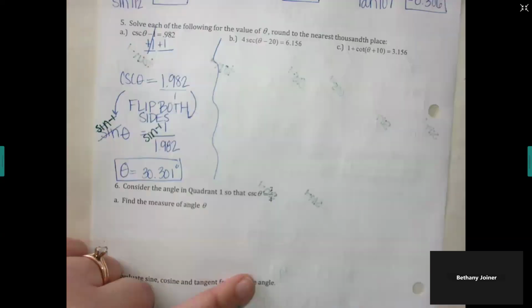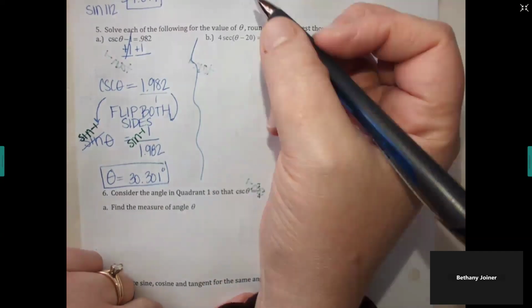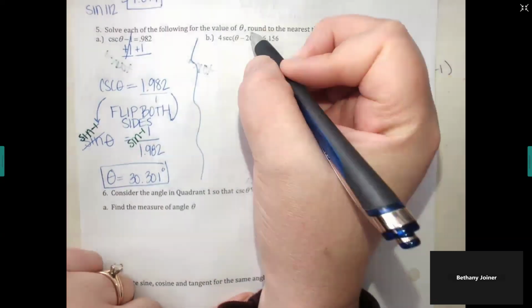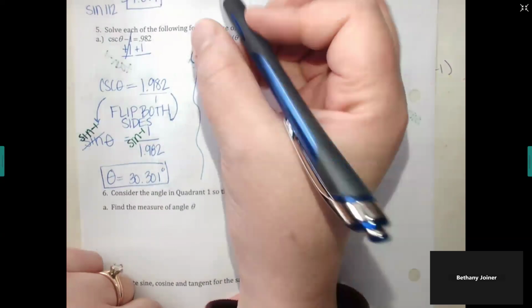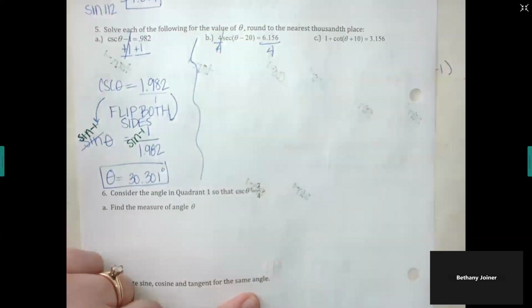All right, take a look at letter B. What number do you think we should get rid of first, the 4 or the 20? Yeah, the 4, since the 20 is on the inside, I can't get to that yet. So I'm going to divide that 4 out of the way. And then remember, on the number side, just leave it as a fraction.